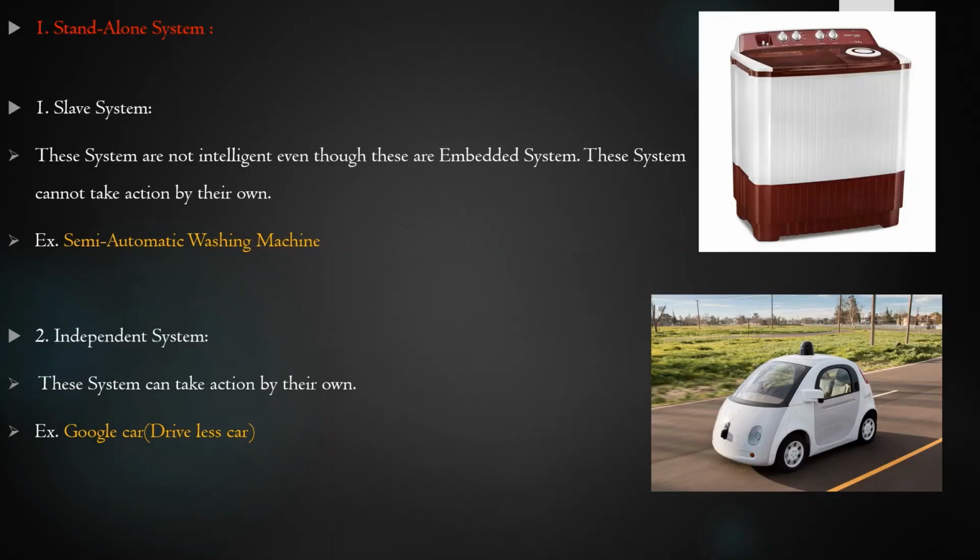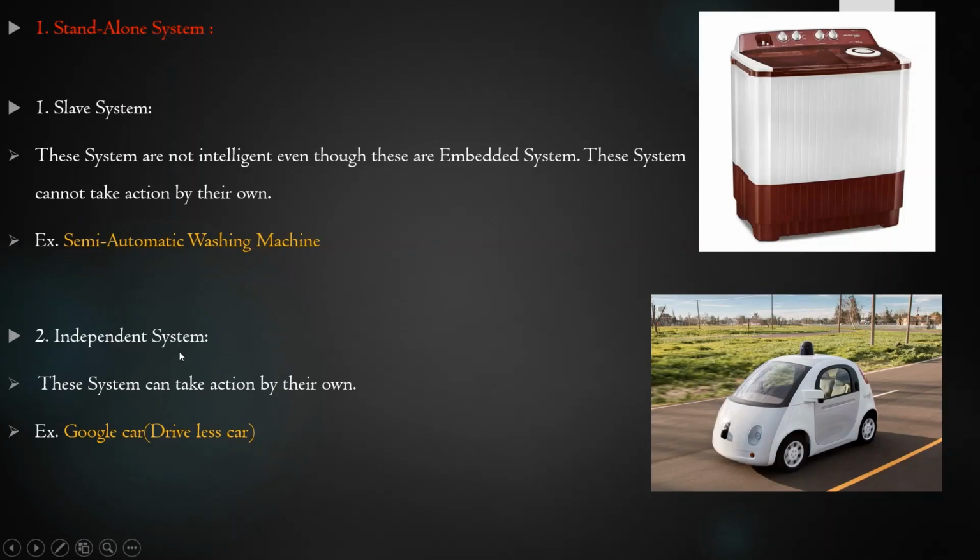Firstly, we introduce the classification of embedded systems, of which the first is standalone system. The first one is the slave type system. These systems are not intelligent even though they are embedded systems. This system cannot take action on its own. An example is a semi-automatic washing machine.